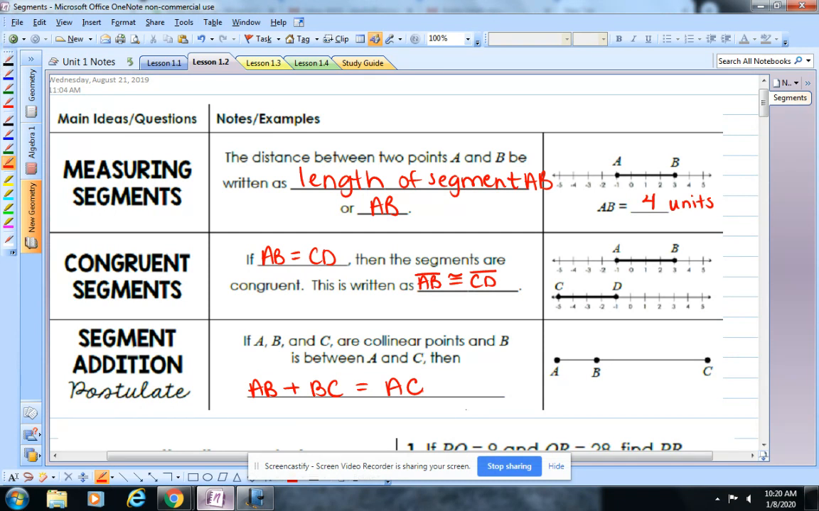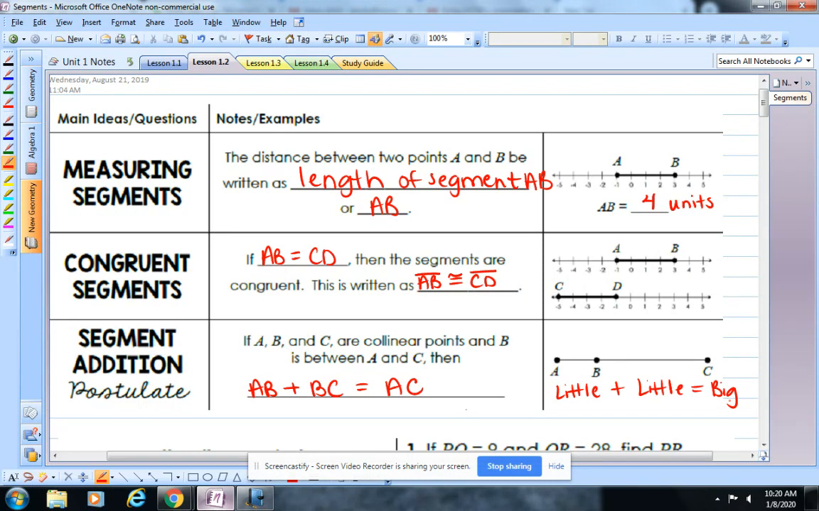So I like to call this little plus little equals big. This little segment plus this little segment equals the big segment. Okay? The 2 little segments added together equals the length of the big segment. Little plus little equals big.